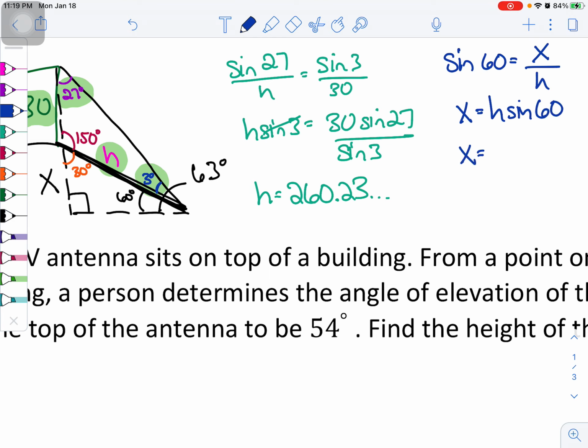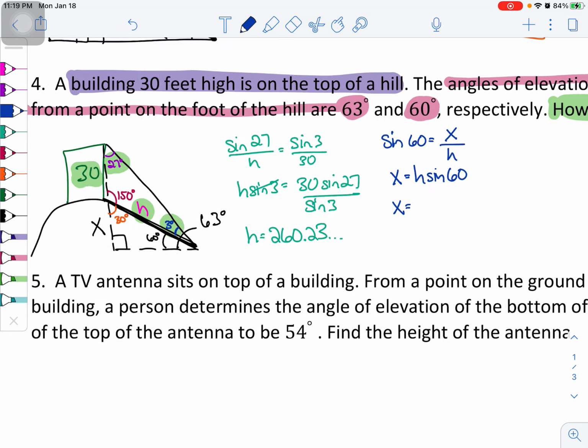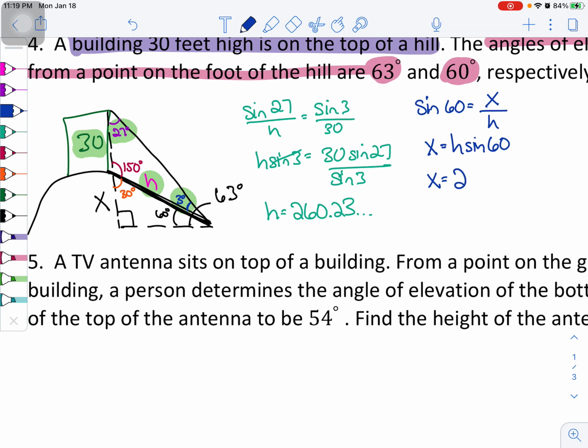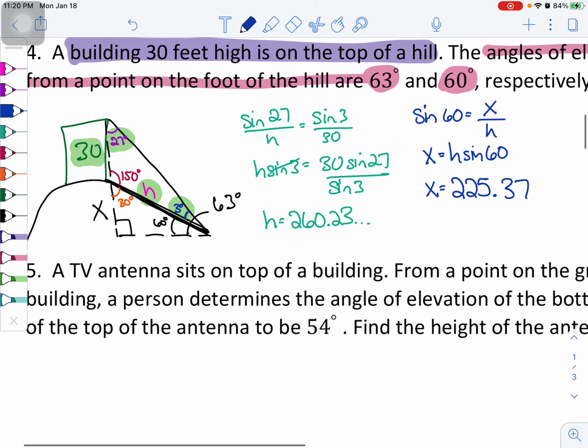So on my calculator, I'm just going to do times sine of 60. Let me see if there were any rounding directions. There were not, so 2 decimal places unless it says otherwise. So 225.37 feet.